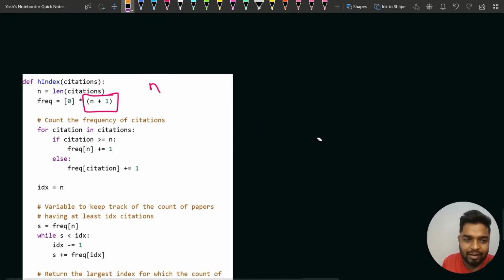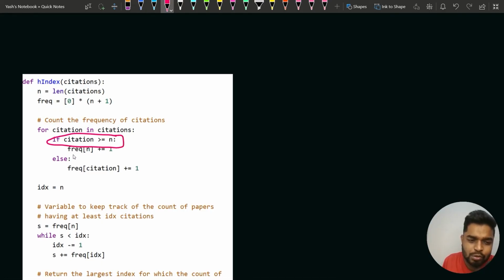Now you will iterate over the citations array, and you will check if the ith citation is greater than or equal to n. For any citation that is greater than or equal to n, you will store it at the last index. That is what we have discussed. Then for other citations which are less than n, you will store them directly at their indexes. After that, you will start your index from the last, so the idx variable will be equal to n initially.